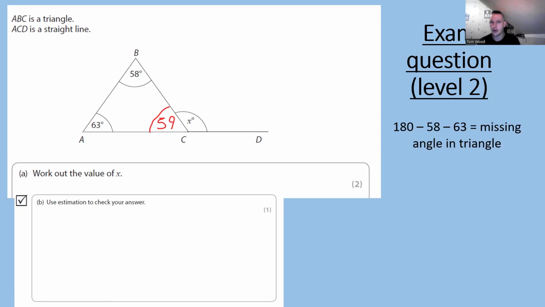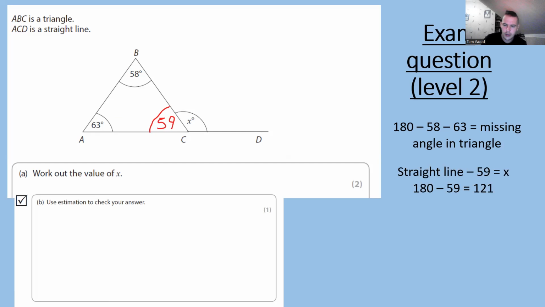So now I know this, I can work out what X is because it's already told me ACD is a straight line. A straight line adds up to 180 degrees. So therefore, I'm going to do 180 degrees, take away my 59 from the triangle, and I'm left with 121 degrees, which is for angle X.